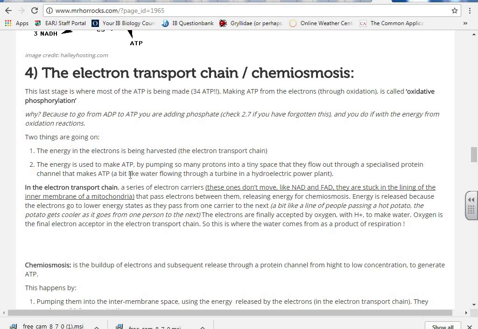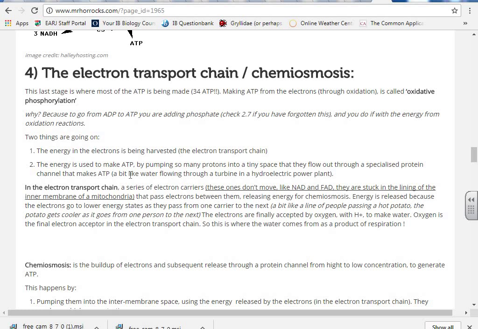And so there's a high concentration of protons and they flow out by chemiosmosis from a high concentration to a low concentration. And it's kind of like water thrown through a turbine in a power plant. Okay? As they flow out, they make energy, and that energy is used to turn ADP to ATP.